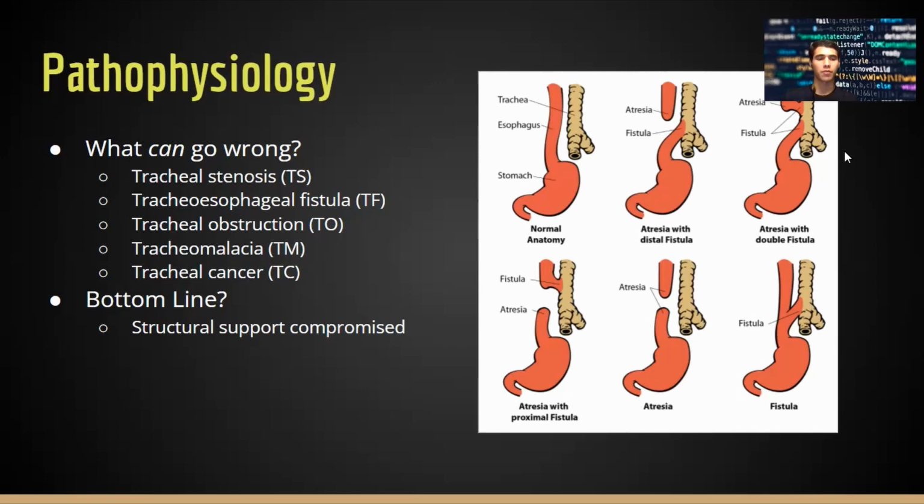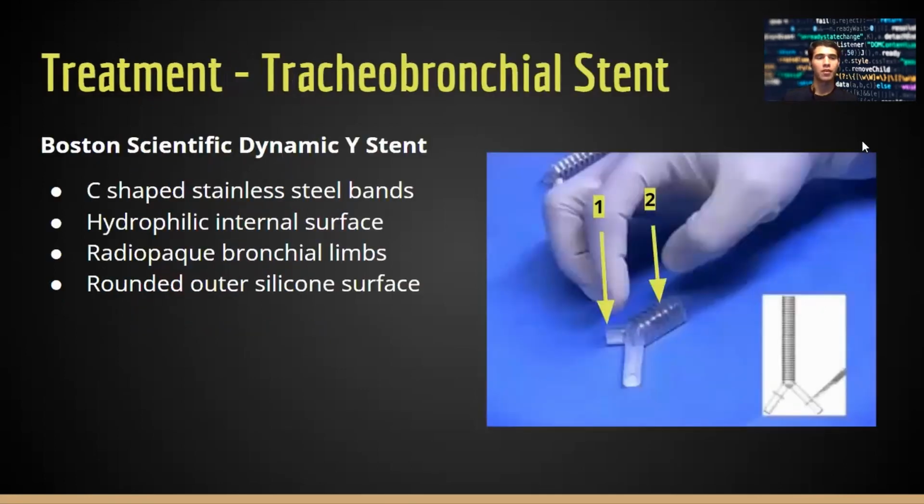And of course, tracheal cancer. But for most of these cases, it pertains to structural support being compromised. I don't think, with the exception of cancer, that's not really helpful there. But the treatment that can be used for that would be a tracheobronchial stent. And so it's going to basically open up that passage for the trachea.